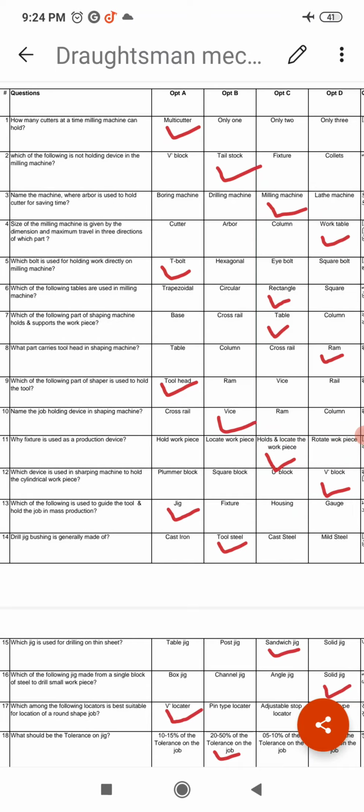Next, which of the following is used to guide the tool and hold the job in mass production? Answer is A, option A. Next, drill jig bushing is generally made of? Option B, tool steel. Option B is the right answer.